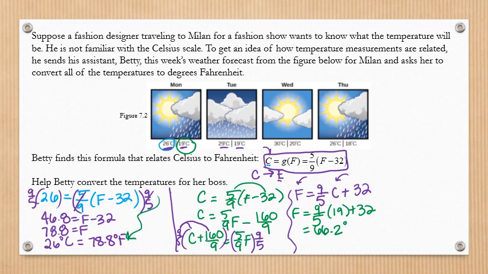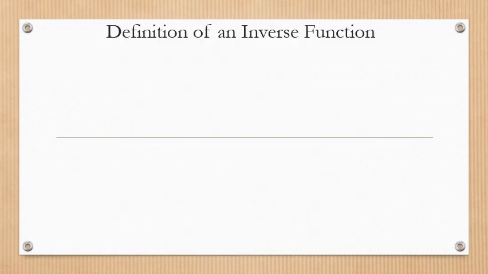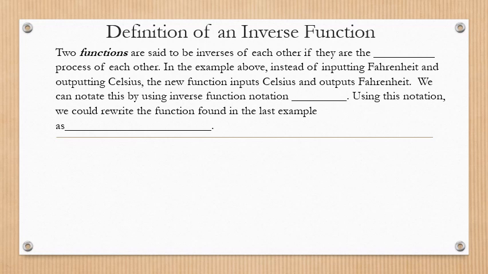Let's see what this means mathematically. The definition of an inverse function: two functions are said to be inverses of each other if they are the reverse process of each other. In the example above, instead of inputting Fahrenheit and outputting Celsius, the new function inputs Celsius and outputs Fahrenheit. So it reversed the process. It reversed our inputs and outputs.